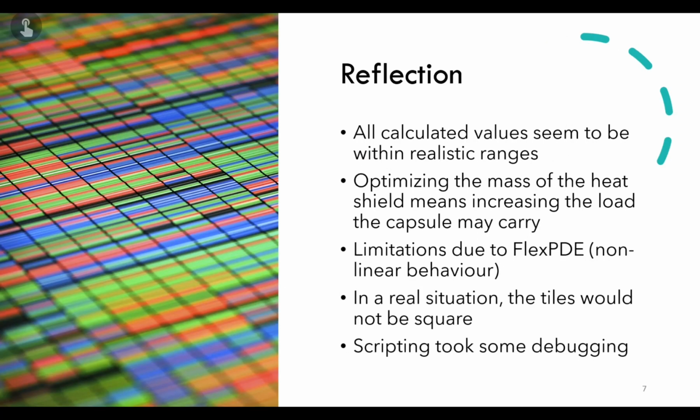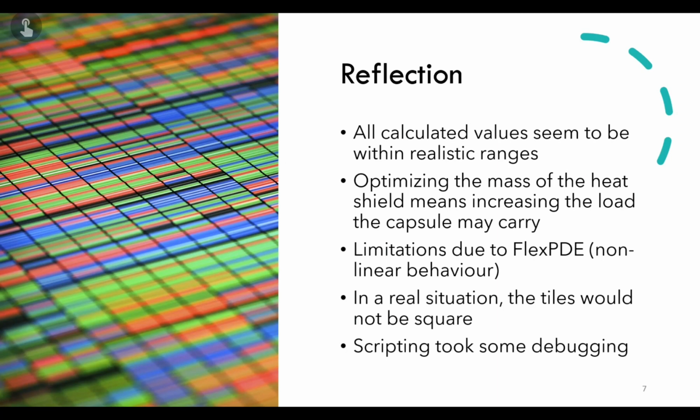Now, to reflect on these results, all of these are within realistic ranges based on the values that I came across in my research, and it's important to optimize the mass of the heat shield because this means that you can increase the load carrying capacity of the space capsule and you have more room to deal with more important calculations to do with trajectory and stuff like that.